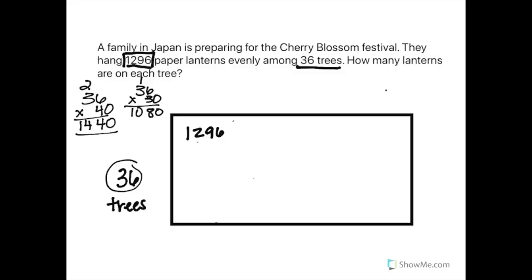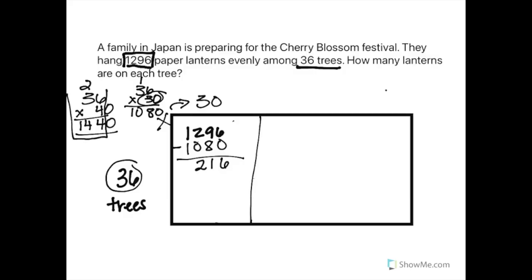So this is what I'm going to do. I'm going to take this right here, and I'm going to write 30 up here. And I'm going to break this into a box. So I'm going to subtract 1080, because 36 times 30 is 1080. And I have 216 left. Well, I know that 36 times 4 was 144. 36 times 3 was 108. If I tried 36 times 6, I wonder what that would get me.